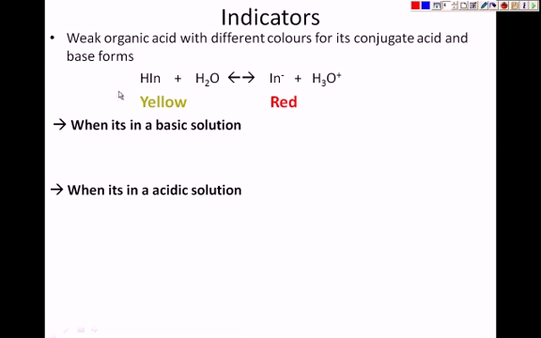Now, how an indicator works is that one form is one color and the other form is another color. So for example, HIN, or the acid form of this indicator, is yellow, and its conjugate base, IN minus, is red. So what happens if this indicator, a very small amount, is placed into a basic solution? We're going to look at what happens when it's in a basic solution.